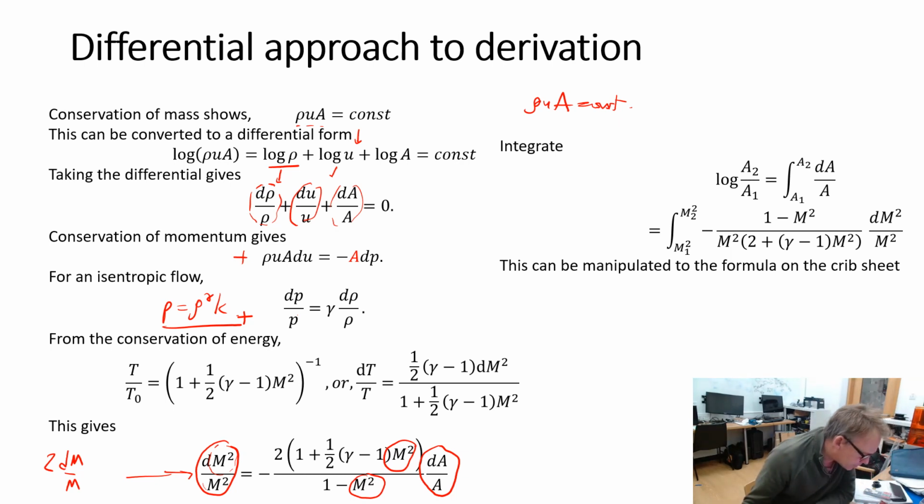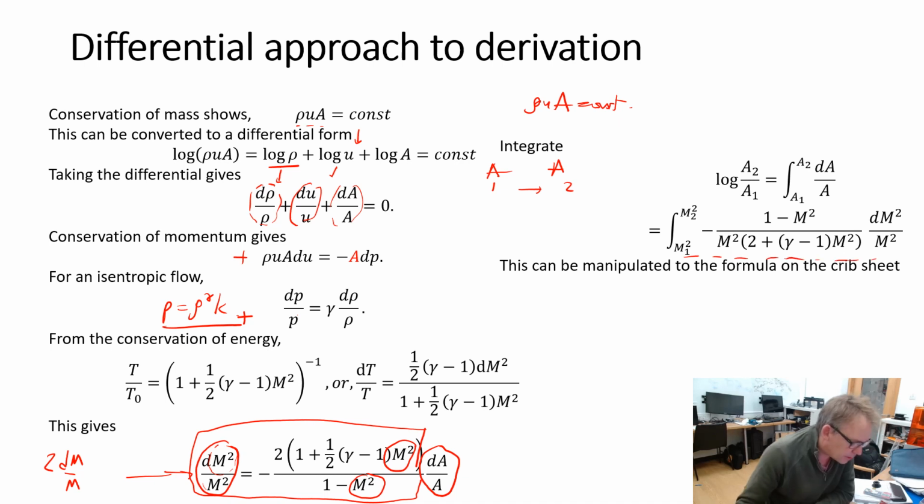So if you find this, you can put everything here on the left-hand side, keep dA over A on the right-hand side, and then you can integrate. And so the consequence of a change of area, going from area 1 to area 2, can be determined by this integral relationship, which is a rather complicated formula. And the complicated form does have a closed analytical form. We met it on the previous slide. But now, that's how you do the differential approach. Equivalent to the integral approach, slightly more complicated, but equivalent.